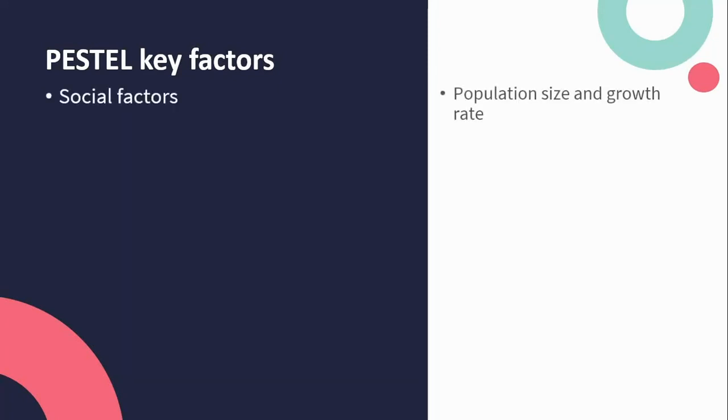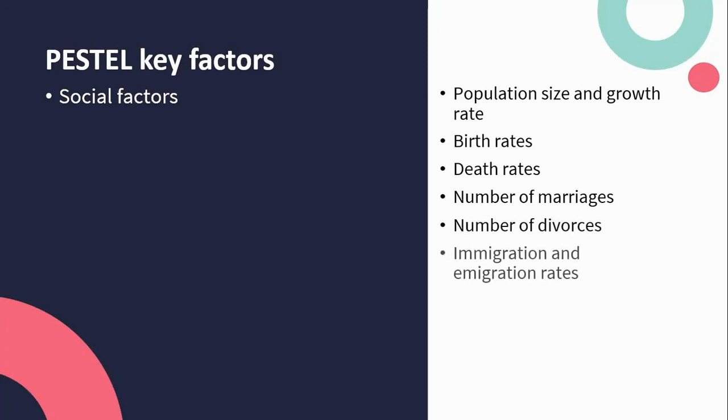Next, we see the social factors. These are things like population size and growth rate, birth rates, death rates, number of marriages, number of divorces, immigration and emigration rates, and the life expectancy rate of consumers. All of this helps you to paint a picture of the type of consumers you have and the type of lifestyles they lead, and it will help you to better determine if this country is going to help you financially or not, if you purely look at it from a business point of view.